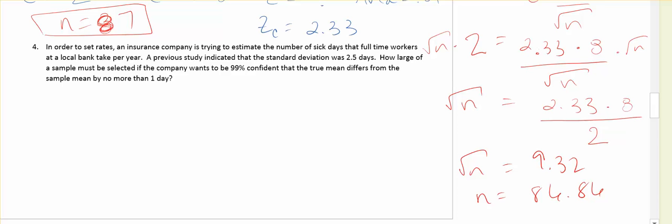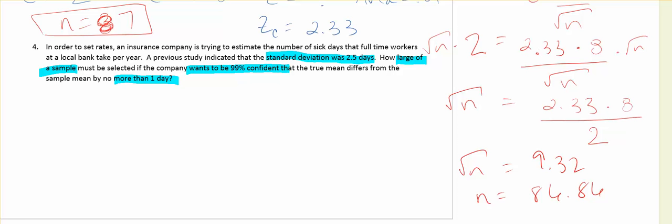So let's try that one more time. In number 4, we have an insurance company trying to do what? Determine the estimated number of sick days a full-time worker uses in a year. A previous study shows us that a standard deviation was 2.5 days. How large of a sample must be selected for the company to be 99% confident that the true mean differs from the sample mean by no more than 1 day?